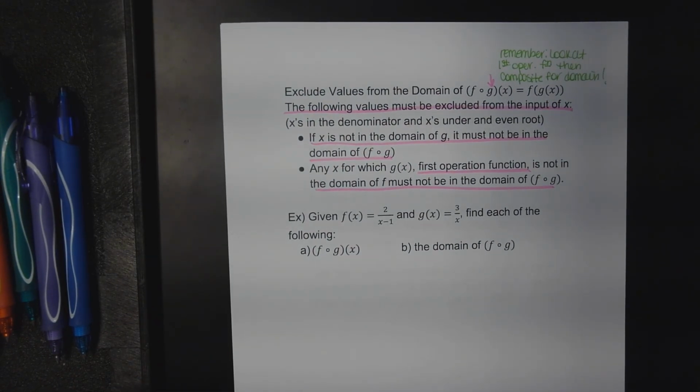Okay, so given f of x equals 2 over x minus 1 and g of x equals 3 over x, find the following. We're going to find f composed of g of x, and then we're going to find the domain of f composed of g, okay?